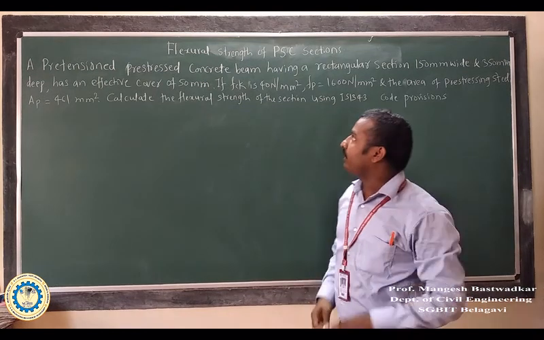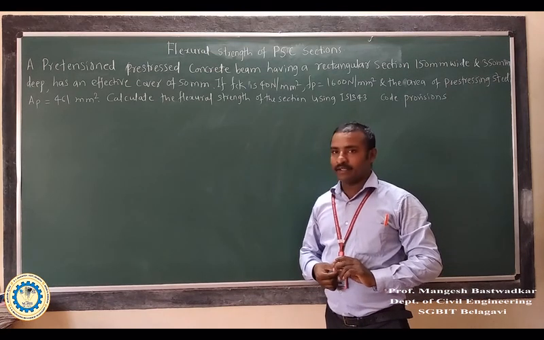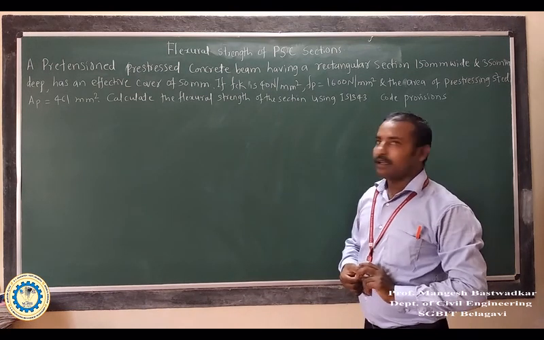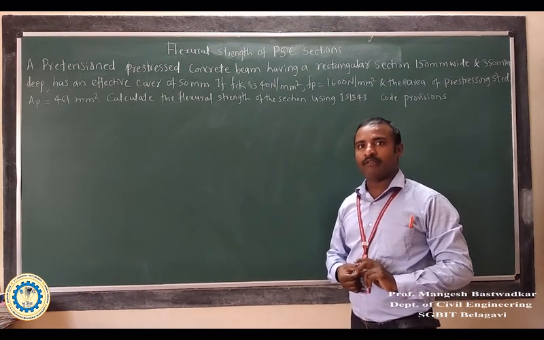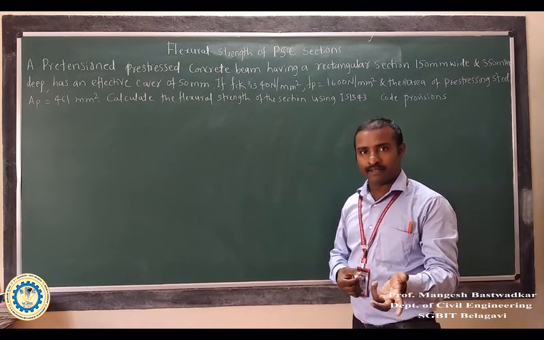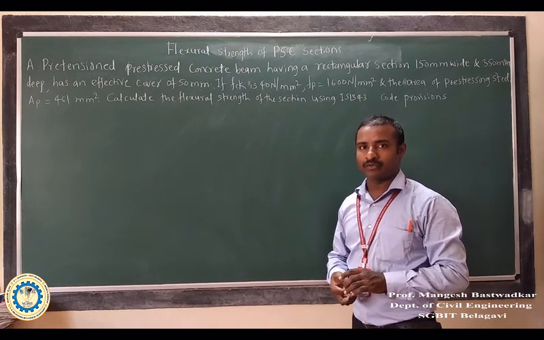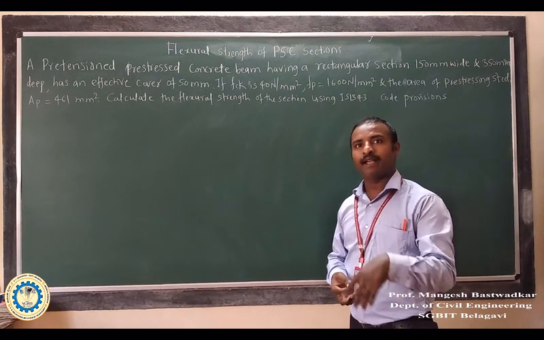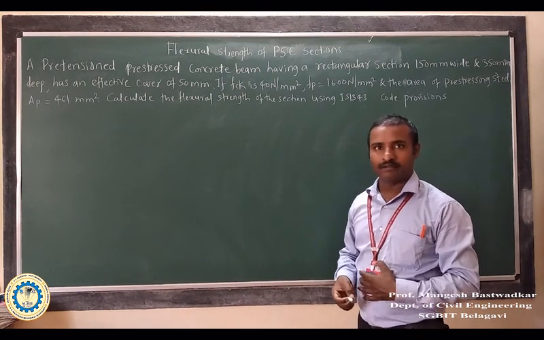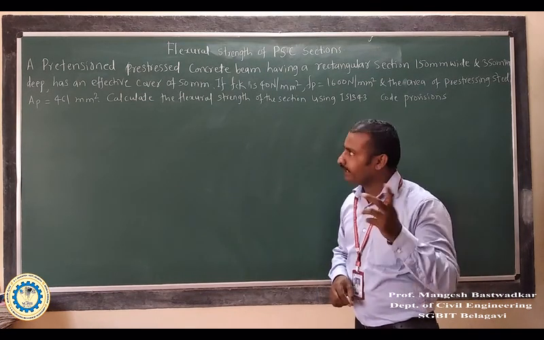Today we will solve numerical problems on flexural strength of pre-stressed concrete sections. Before solving the numerical problems, we shall discuss the different types of problems that may be asked: to find the flexural strength of rectangular sections or flanged sections. In flanged sections, there are T sections, I sections or double T sections. In a post-tension beam, the rectangular section will be there, and in pre-tensioned, flanged sections, T sections, double T sections, I sections. So we will solve these numerical problems on pre-tension beams today.